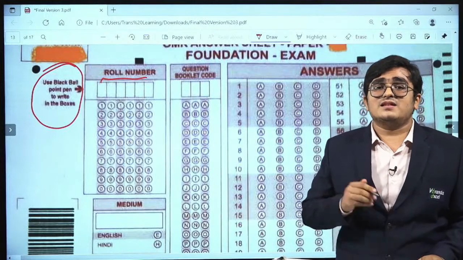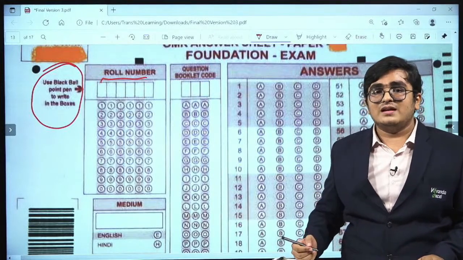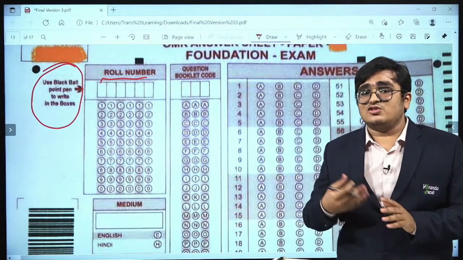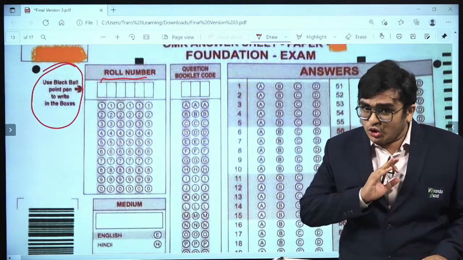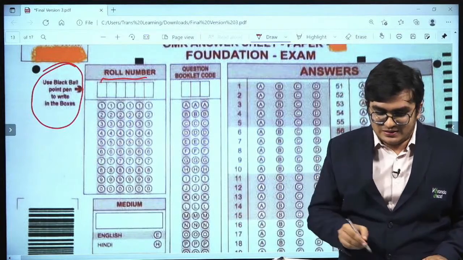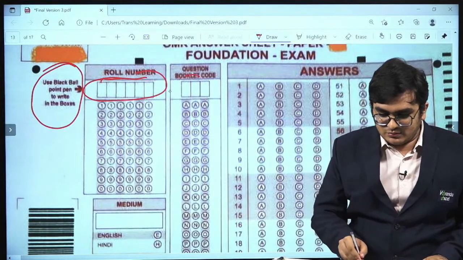Please keep that in mind. Some people make the mistake of filling it with pen, and the OMR machine is not able to recognize that. So it will be a very big issue. Don't make that mistake. Fill it with pencil. This area you can fill with pen.